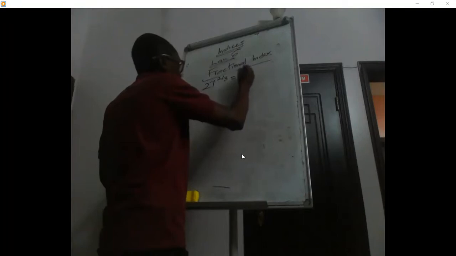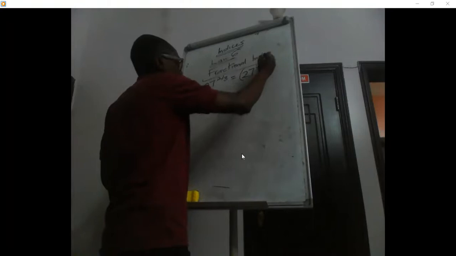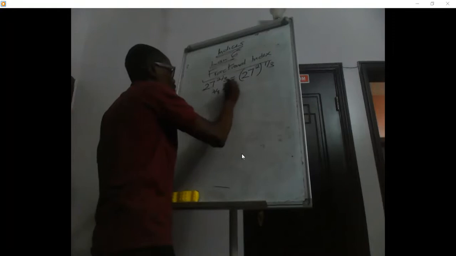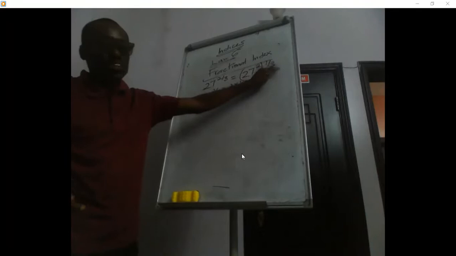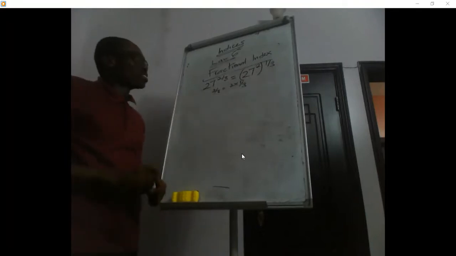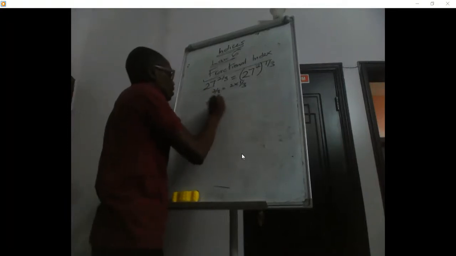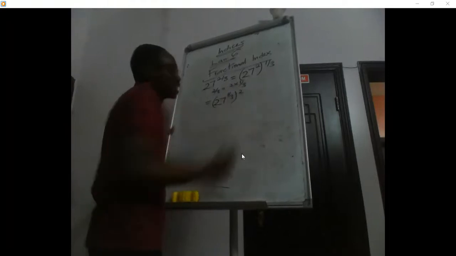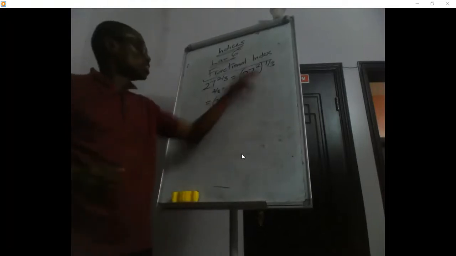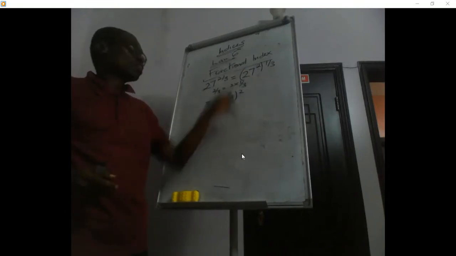So let me try this one, whereby I put the 2 inside the bracket and put 1 over 3 outside. 2 over 3 is the same thing as 2 times 1 over 3, in the case whereby the 2 is in the bracket and the 1 over 3 is outside. So then, the other case is going to be the case whereby 1 over 3 is inside the bracket and the 2 is outside. Which of these two is easy to simplify? This one is much easier to simplify.